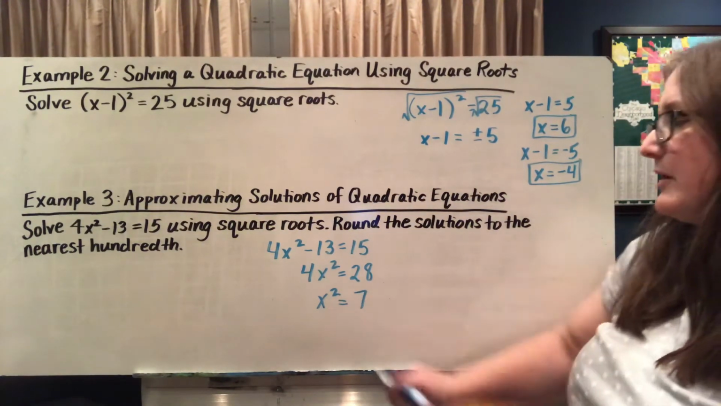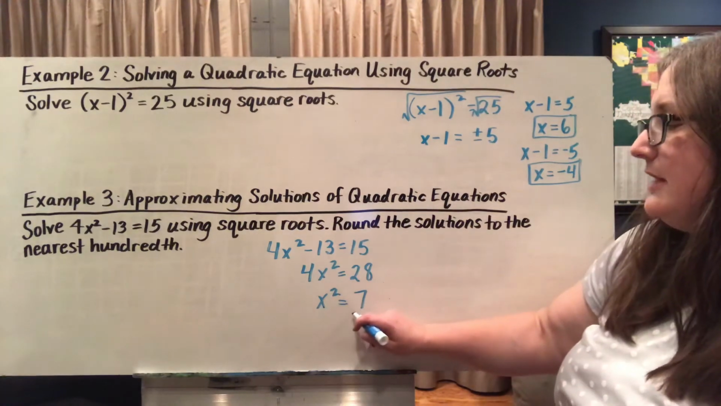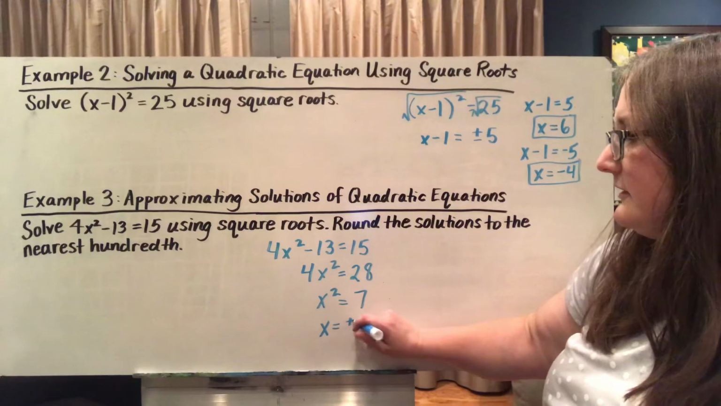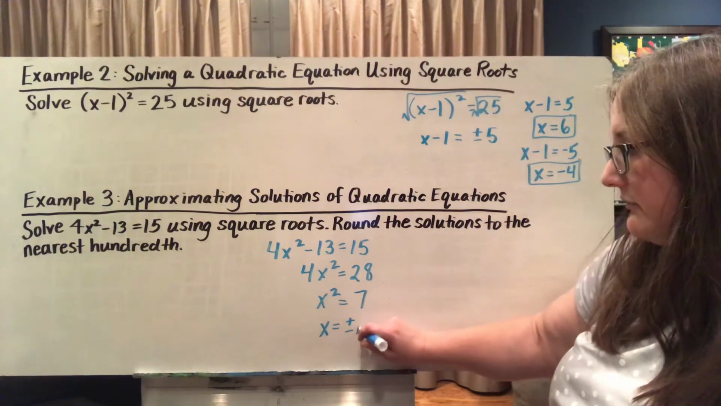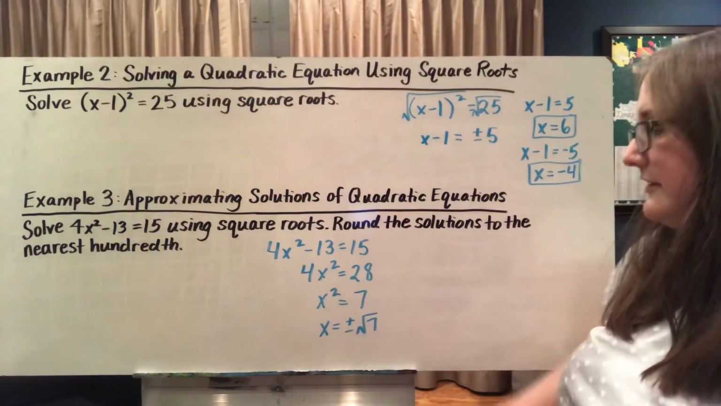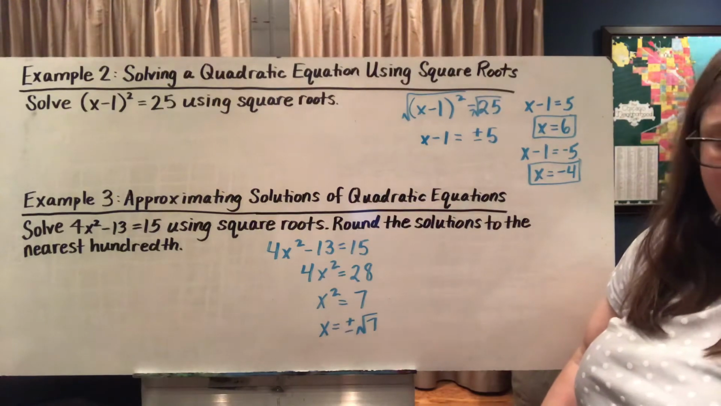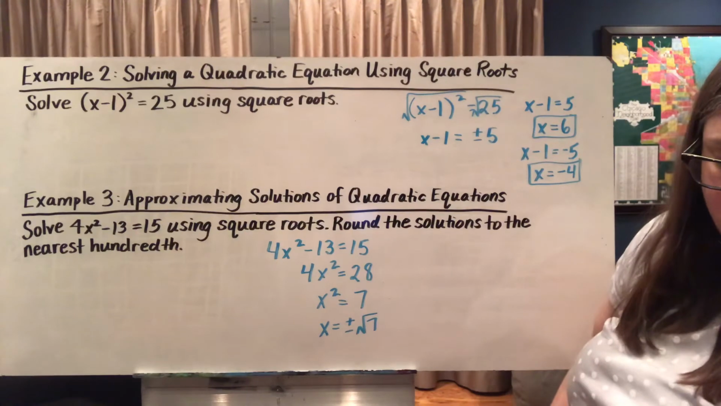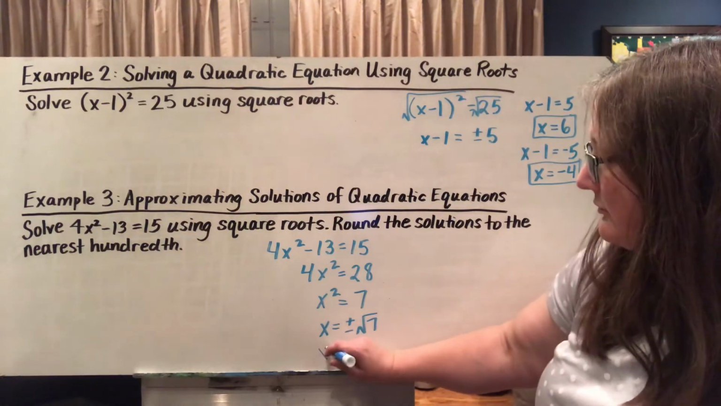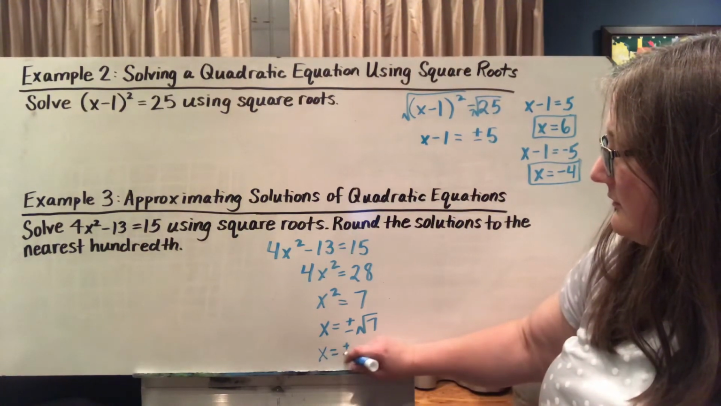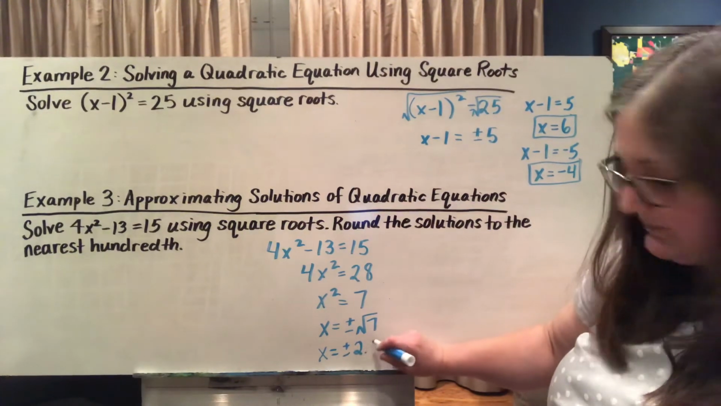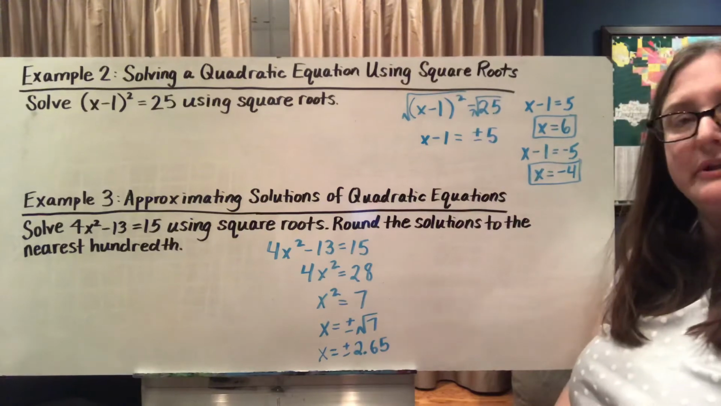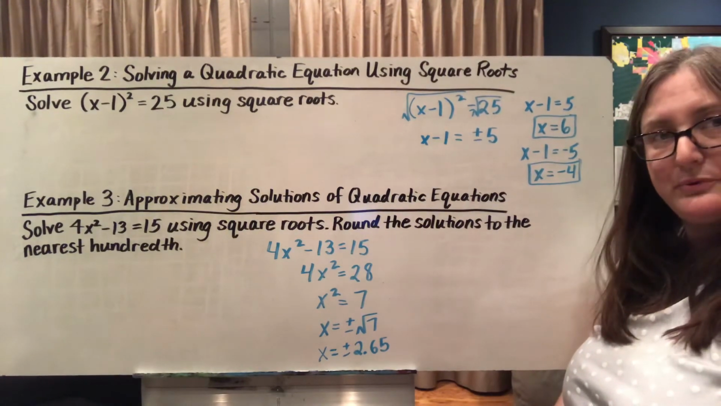So now I'm going to do the square root of x squared and the square root of 7. So x will have to be the positive or negative answer to the square root of 7. Now this is where my calculator is going to come in handy. They're saying I should round my answer to the nearest hundredth. So when I put this in my calculator, the square root of 7 to the nearest hundredth, I get 2.65. So x can be positive 2.65 or negative 2.65.